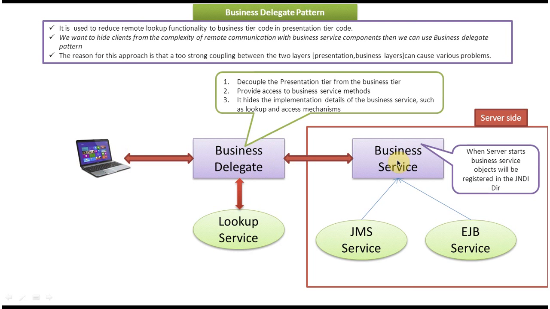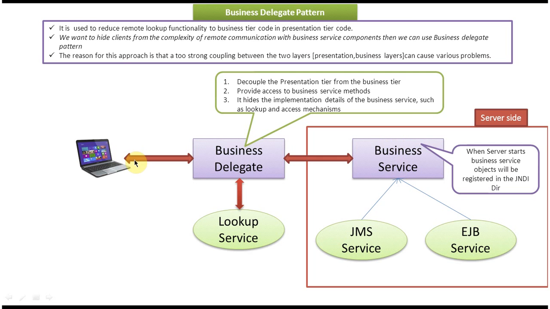So why do we need to decouple? Suppose this business delegate layer is not there. Then the business service remote lookup code we have to write in the presentation tier. So the coupling between the presentation tier and the business services will be more, and that will create a lot of issues.